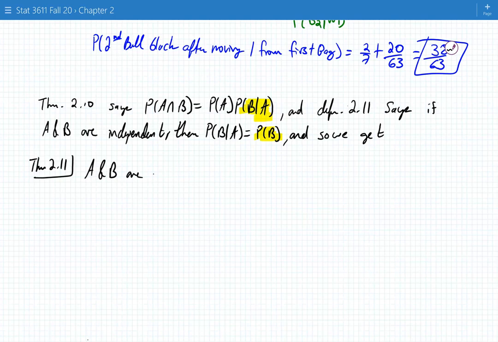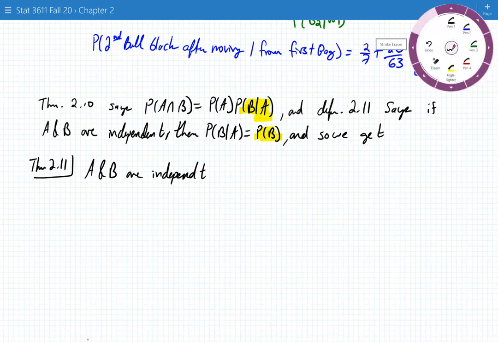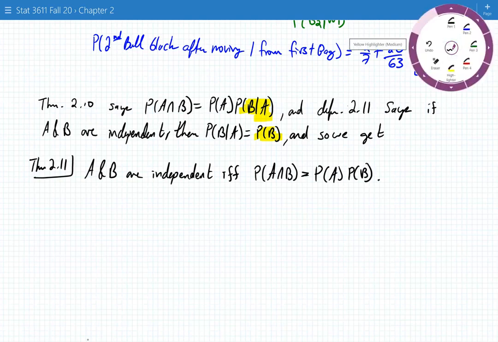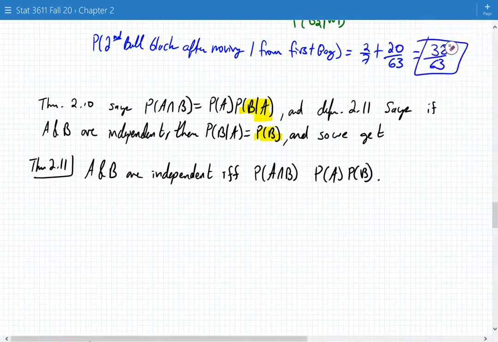A and B are independent events if and only if the probability of the intersection of A and B is equal to the probability of A times the probability of B. Clarify that equal sign. Okay. Nice. Good.